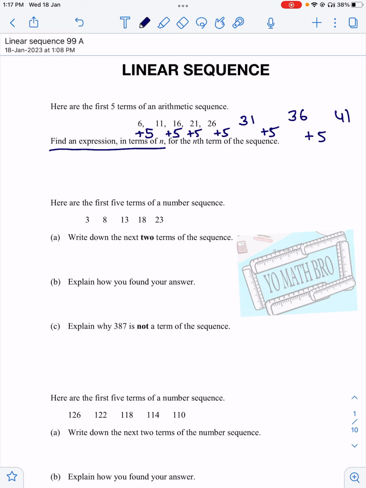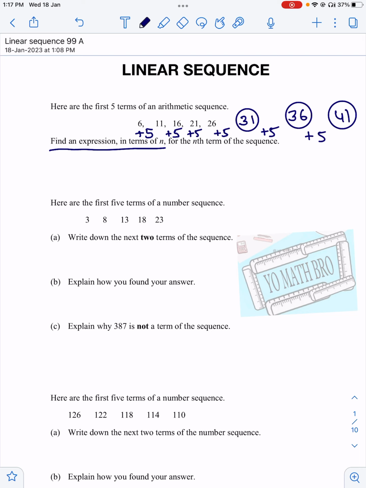Now what is an nth term? The nth term is a formula by which you can find any term in this sequence. Like I just found the next three terms. But what if they ask you the 50th term? You cannot waste time keep on adding.